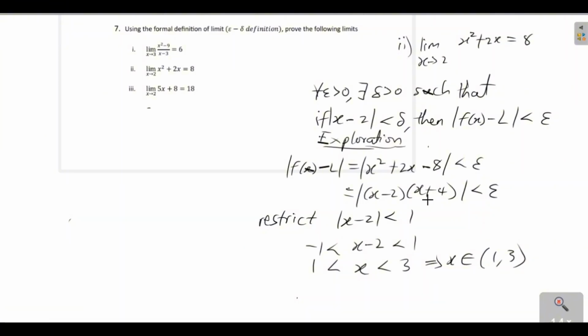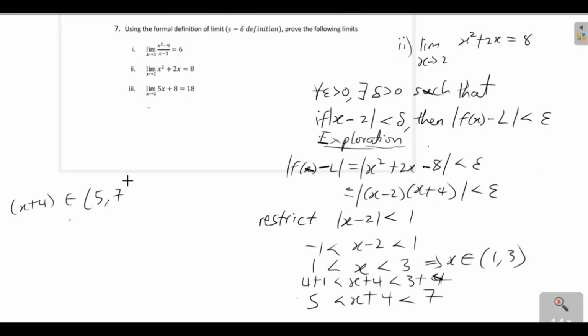If that is the case, then I want to bound x + 4. So I will add 4 to each side. That will be 4 plus 1 less than x + 4 less than 3 plus 4. Sorry, this is 4 plus 1, which is 5. So 5 is less than x + 4, which is less than what? 7. Which tells me that x + 4 belongs to the open interval (5, 7). In other words, x + 4 is bounded by 7, so it is less than 7.